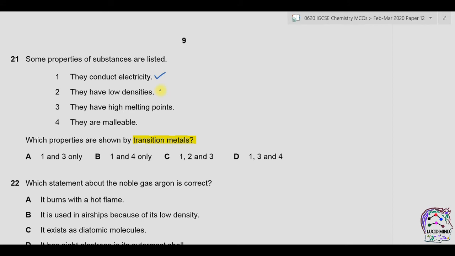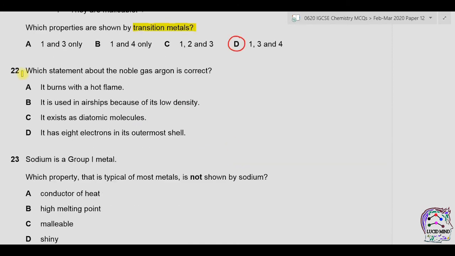The densities of transition metals is quite high. 3. They have high melting points. This is true for transition elements because there is strong force of attraction. 4. They are malleable. Now malleable means that they can be converted into sheets. This is true for metals and even for transition metals. So option 1, 3 and 4 are correct. Therefore answer is D. Question 22.